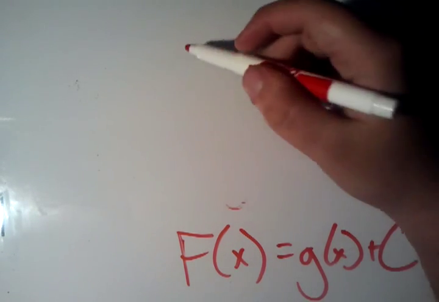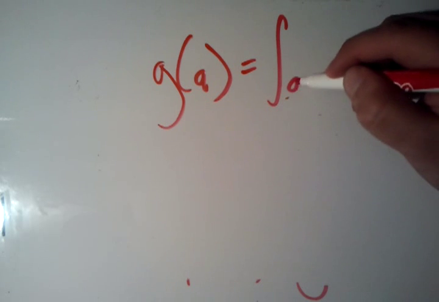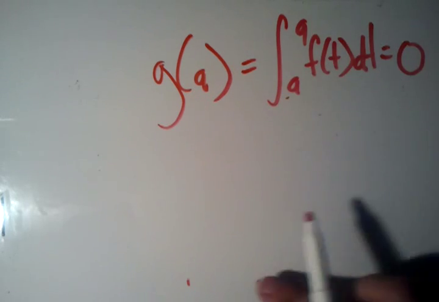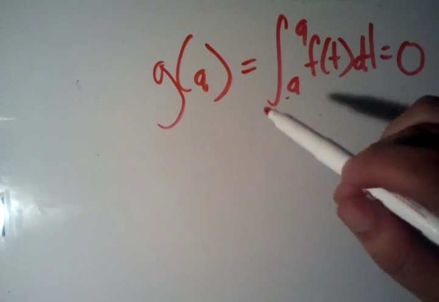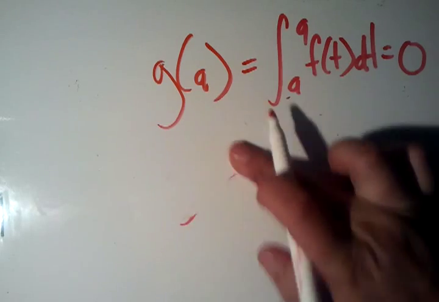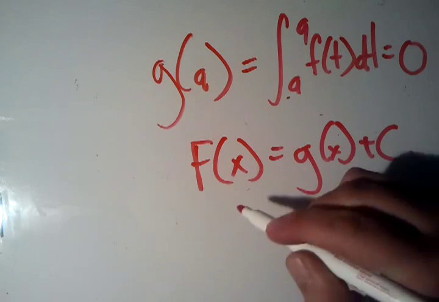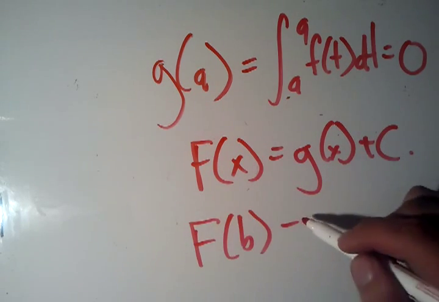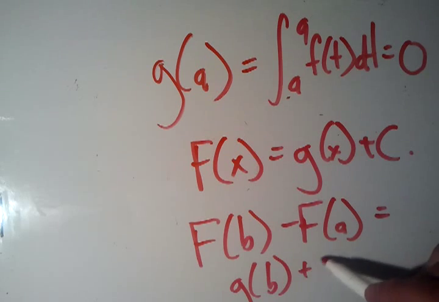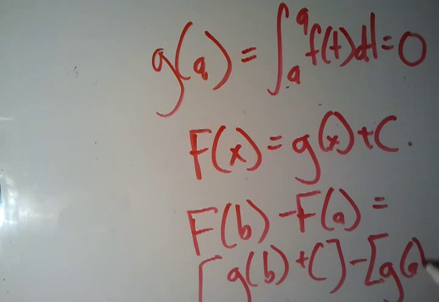So now we're going to take g of a. Remember, g of a is the integral from a to a of f of t dt, and that's going to give us 0 because it's going from the same point to the same point. Remember that F of x was defined as g of x plus c. So if we do F of b minus F of a, we're going to get g of b plus c minus g of a plus c.